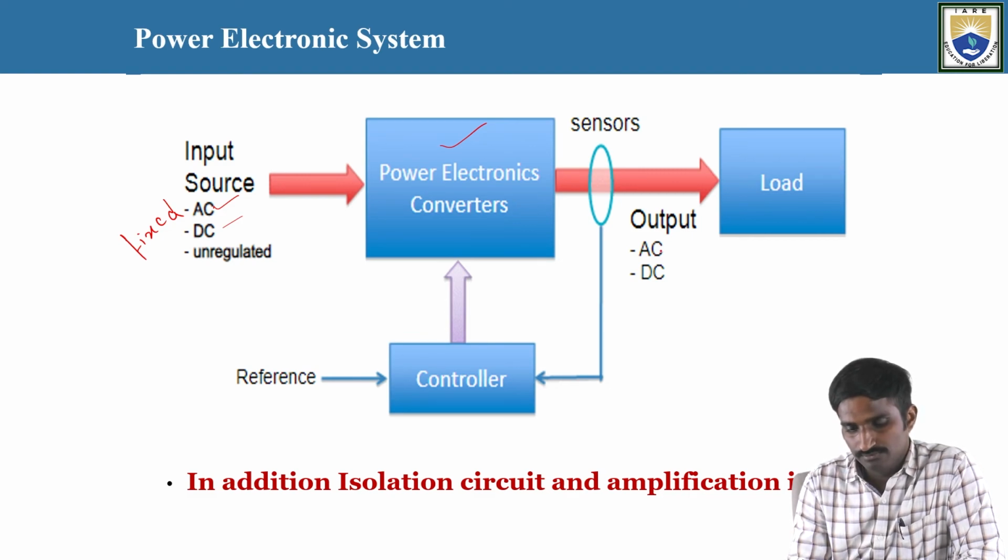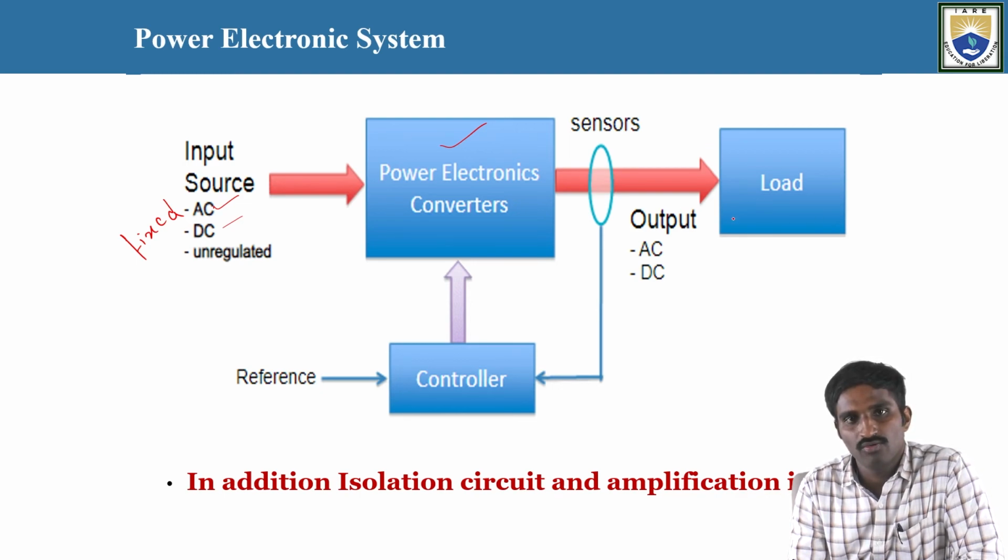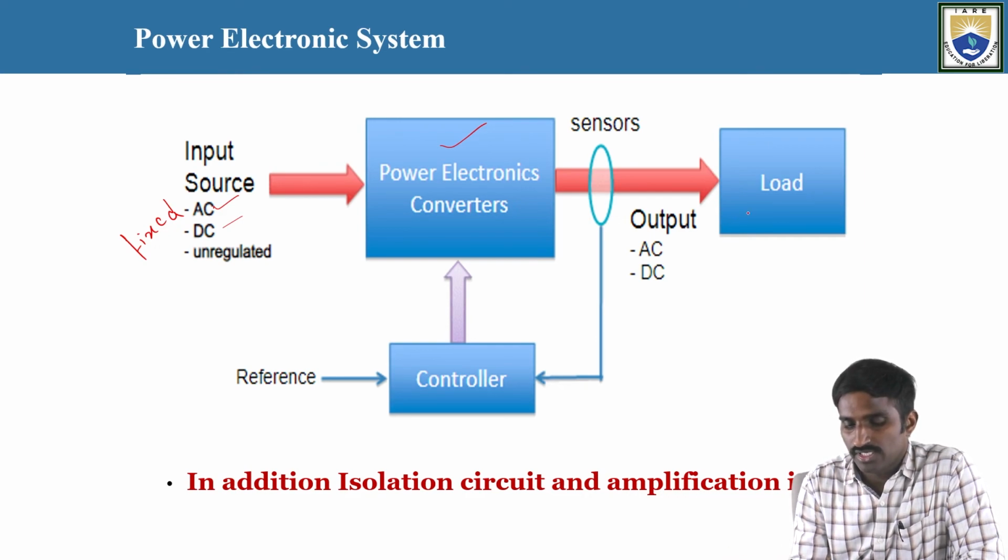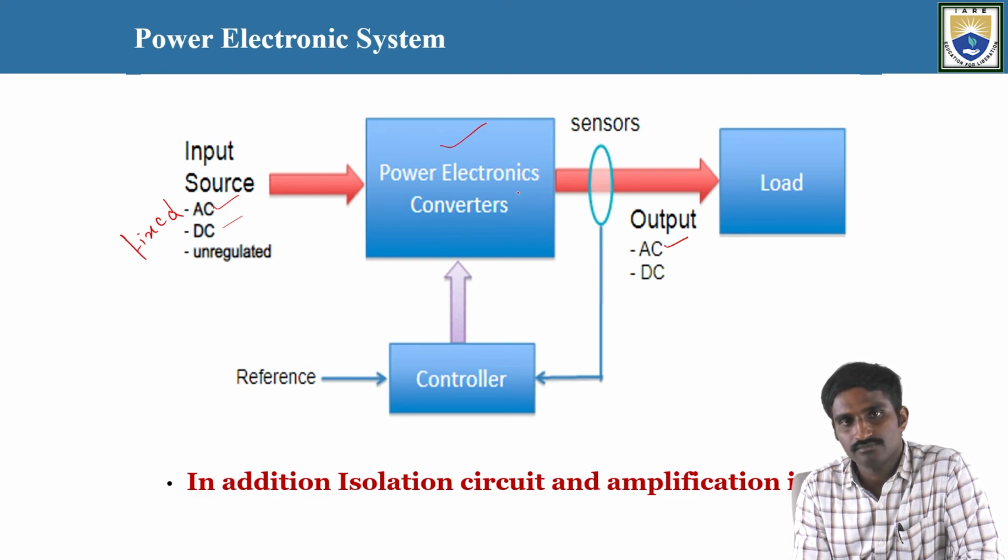Then the output that we will connect to the load. Okay, load is nothing but it may be a drive or any other device. Okay, suppose the device requires the AC supply. Then we will connect a DC to AC converter or AC to AC converter, which means either an inverter or the AC voltage controller. Like that we will select the power electronic converter.